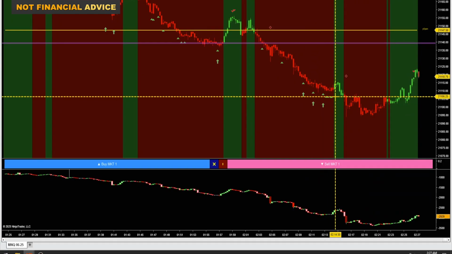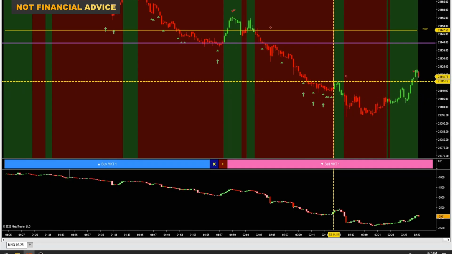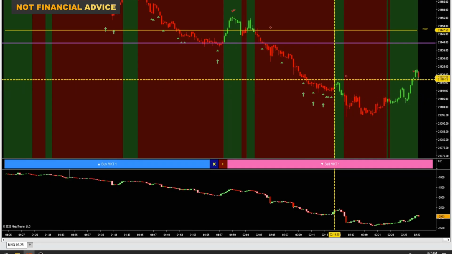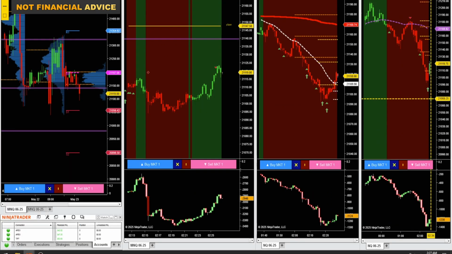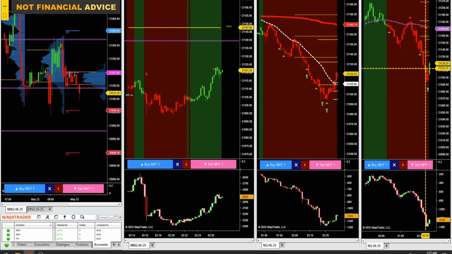I'm waiting for confirmation of the background change, and then also a confirmation breakout in the desired direction above the high or below the low of the trigger candle. We just got a reversal arrow on the 5-minute. Broke above the high, popped up 10 points.